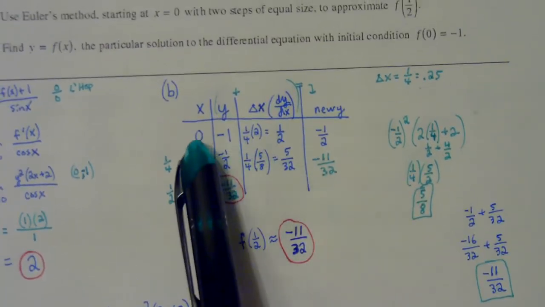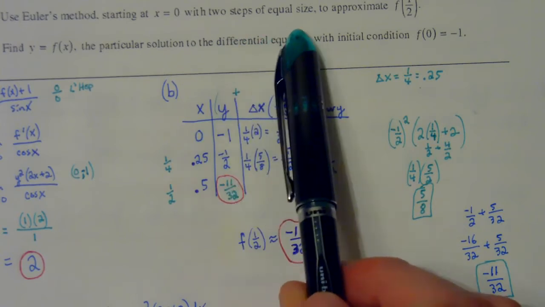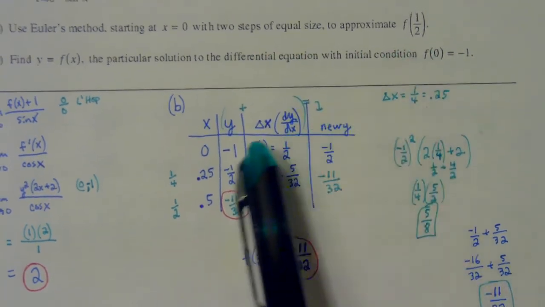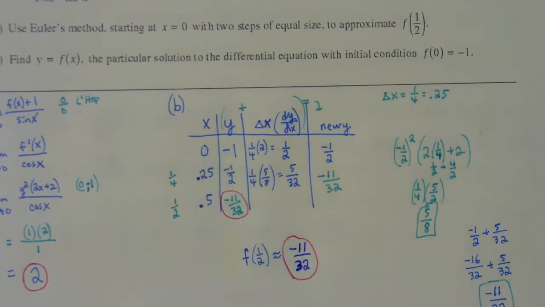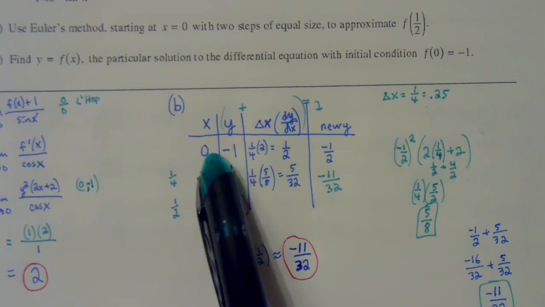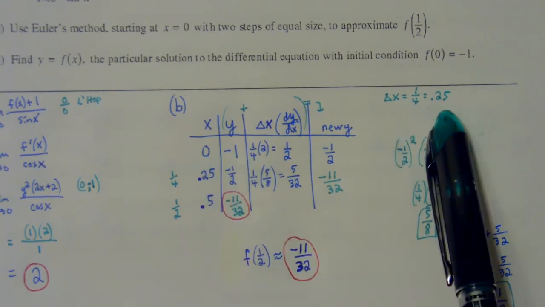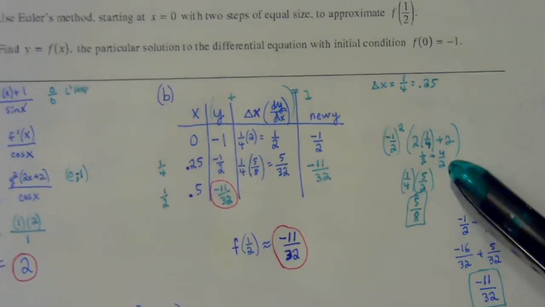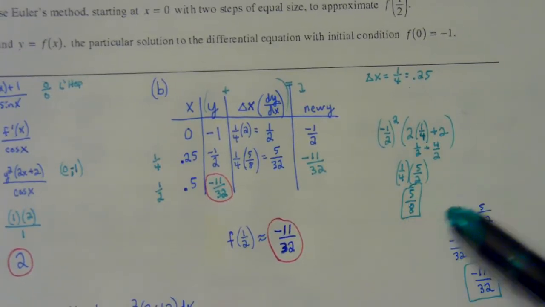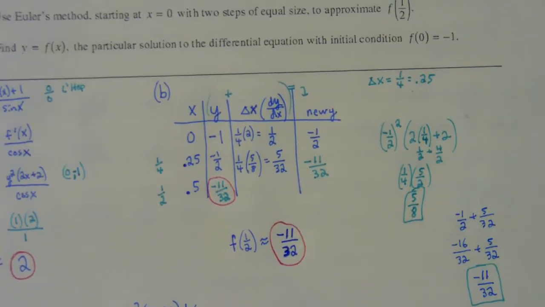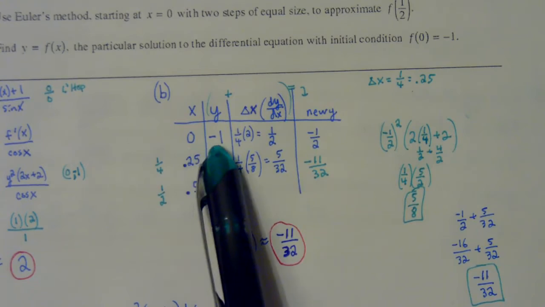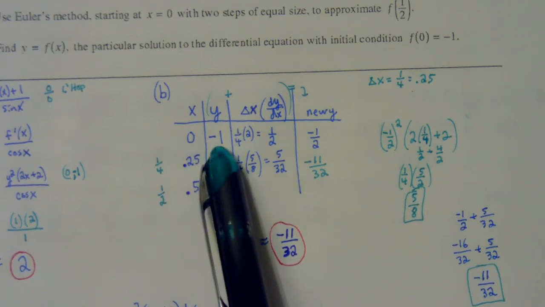It tells us we're going to start at 0, with 2 equal steps to get to 1/2. So to get from 0 to 1/2 in 2 steps, that's a quarter, and then another quarter to get your 1/2, right? So your delta x is 1/4 or 0.25. And I'm pretty much going to use fractions throughout this whole thing. It helped me on this one instead of the decimals. So your starting point is (0, -1). That's what they tell us to start at.